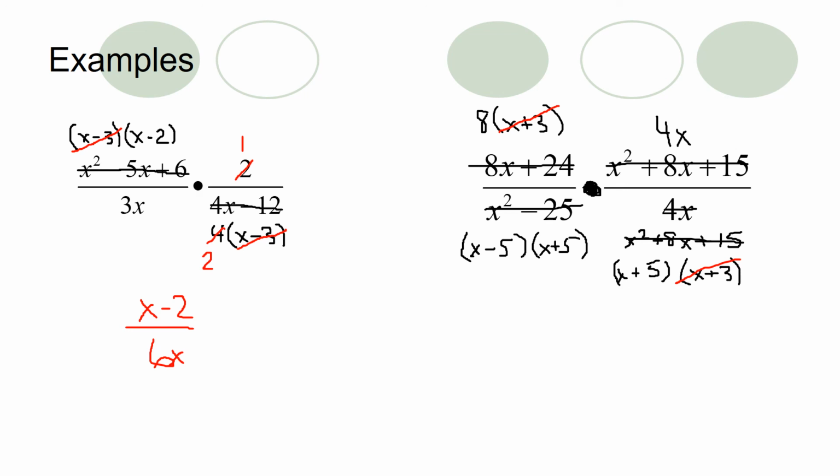The answer to this question is going to be 32x, 8 times 4x, over x minus 5 and x plus 5. And since there's 2 of them, it's quantity squared. That may happen. You do need to be careful of that. You may end up with answers that are that ugly.